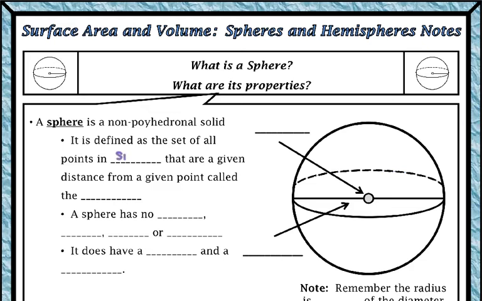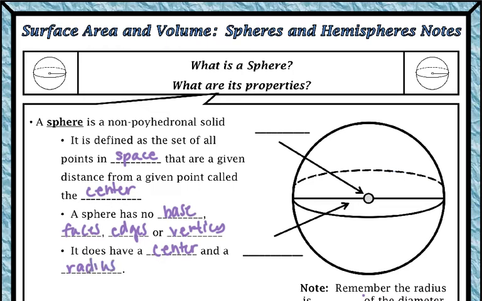that are a given distance from a given point called the center. So here's what makes a sphere different from a circle. A sphere has no base, no faces, no edges, and no vertices. It does have a center and a radius.